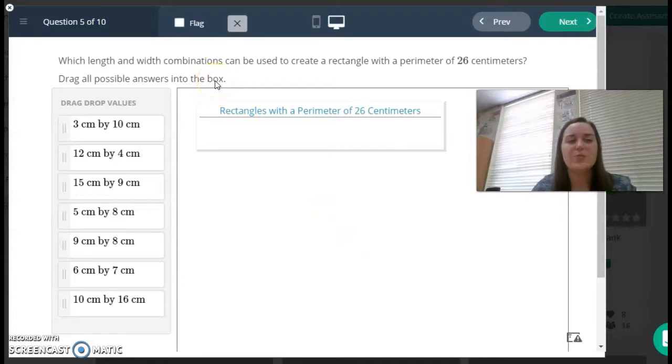Okay, which length and width combination can be used to create a rectangle with a perimeter of 26 centimeters? Drag all possible answers into the box. Okay, so remember it is asking for perimeter, which means we will have to be adding up things. So this will probably be a trial and error for you guys. So let me get a few of these set up and then we can try them together.